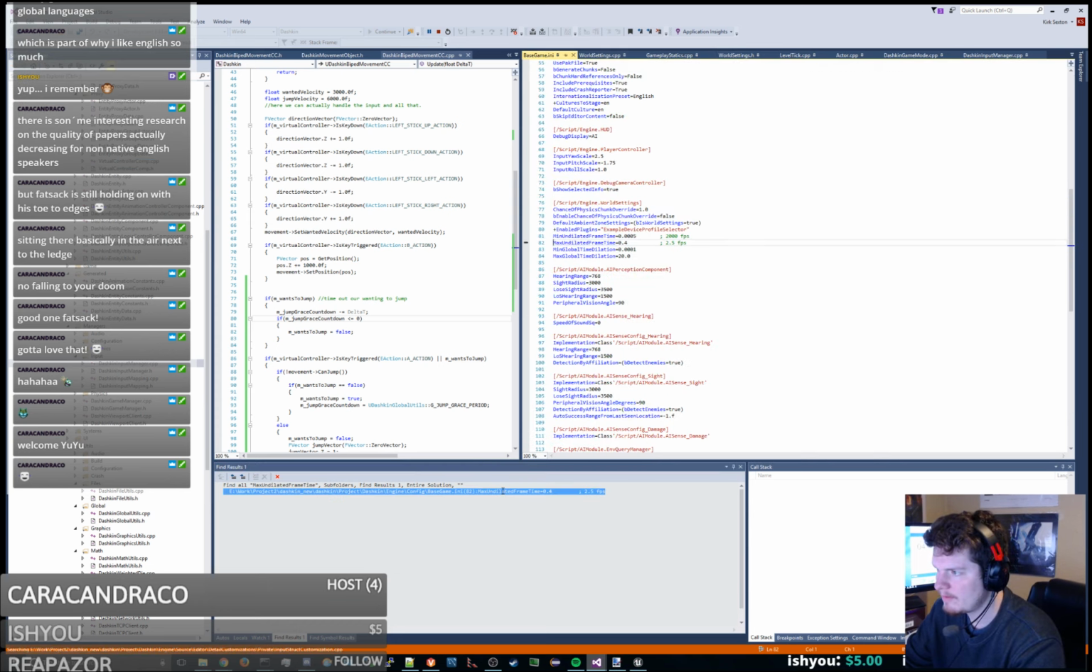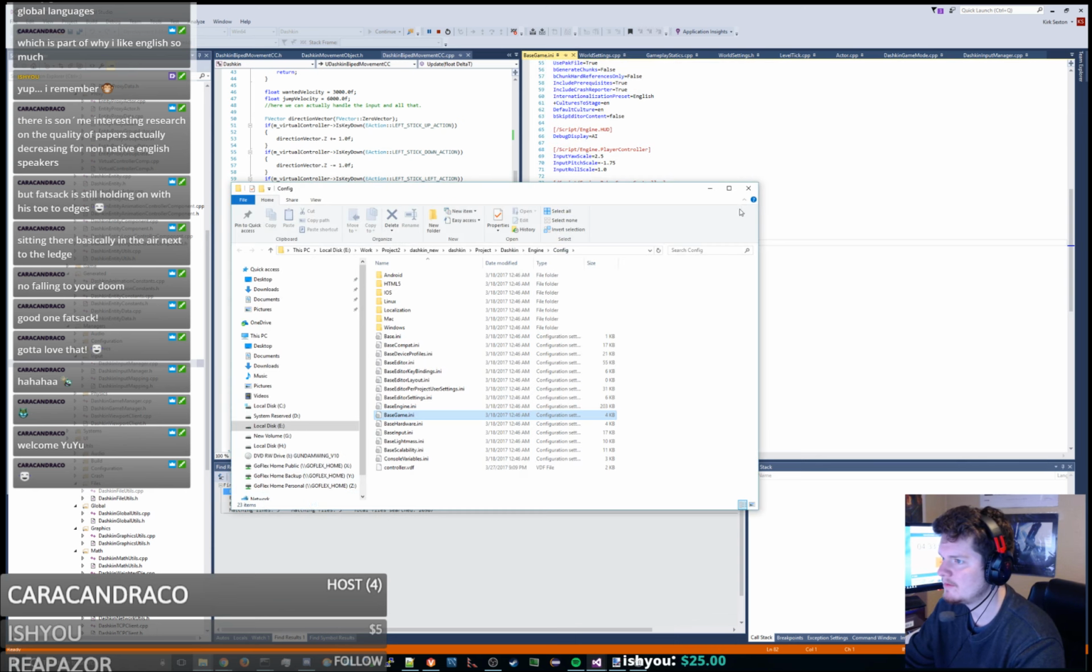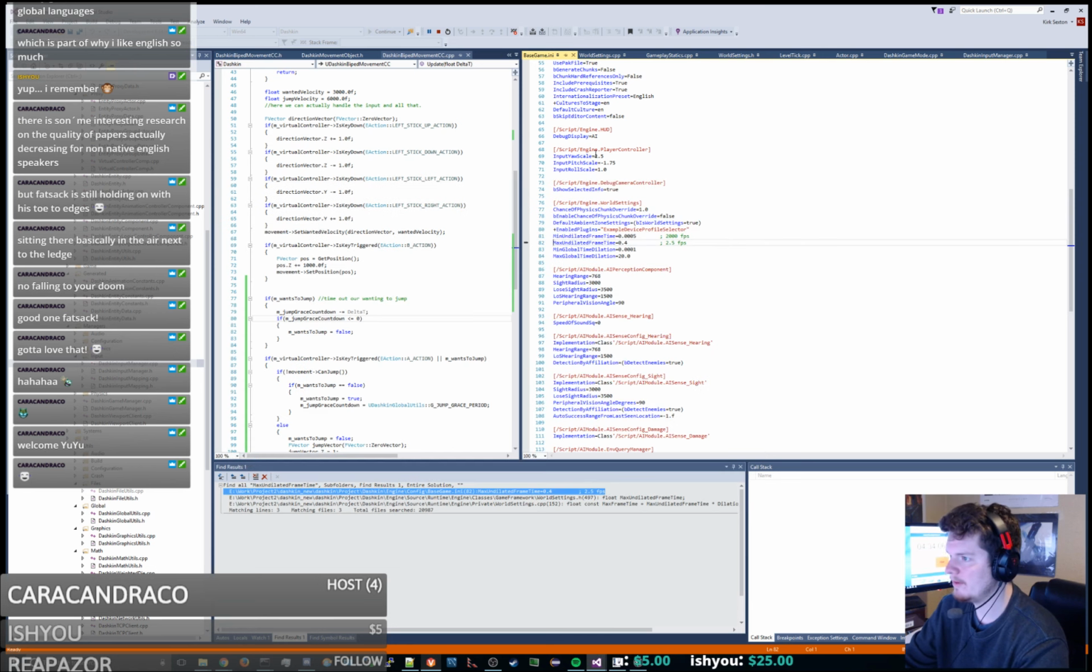There it is. So this is BaseGame.ini. Alright, well, let's just pull that in. This is Project Dashkin engine config. So this is like a base config setting for Unreal 4. Here we go, we're gonna set it to 10 FPS. And 2000 FPS? Oh hell no. We are definitely clamping this at like 100 FPS or 120 FPS.